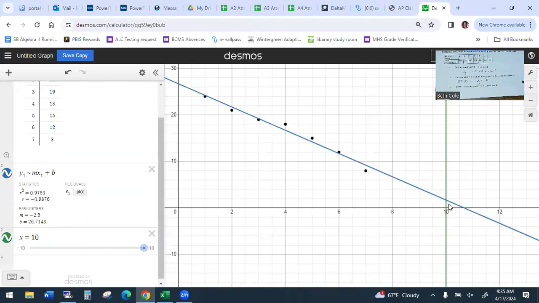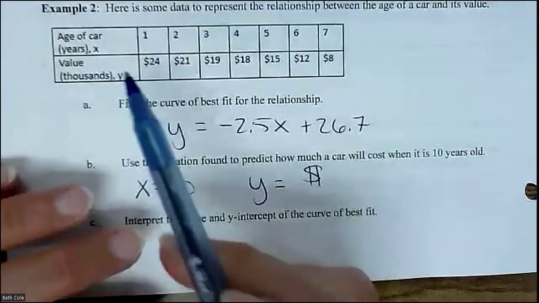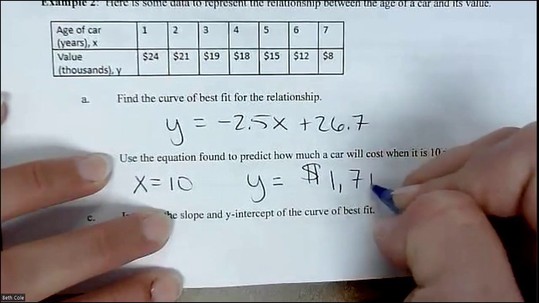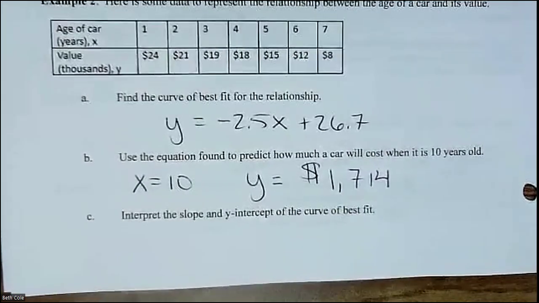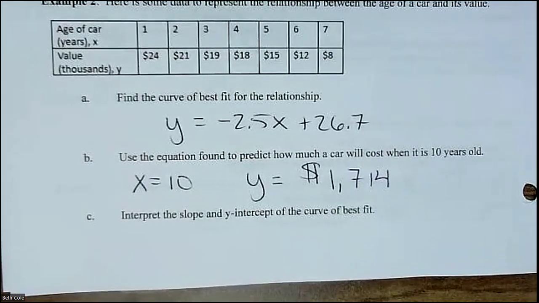So here's my vertical line. Do you see how it came out to 1.714? The car is not worth $1 though. It's 1.714, but the dollars was in thousands, so it's perfect, good. A 10-year-old car. You're understanding what's going on?